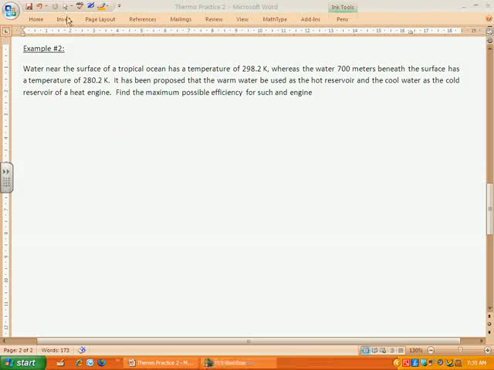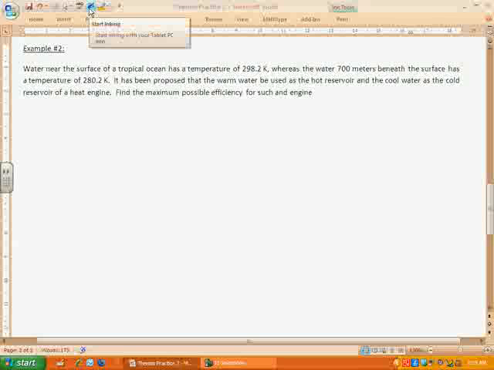Alright guys, I'm going to go over a couple of examples dealing with Carnot engines, just so that we have a little bit of practice. These are things that we didn't quite get to in class, so I wanted to make sure that you had an introduction to them. So here's the first one.